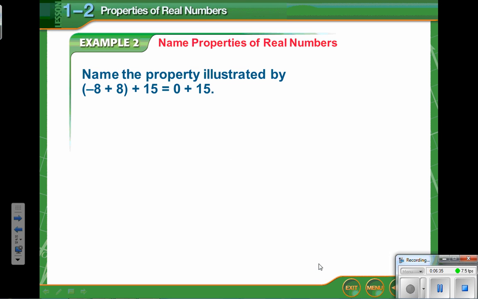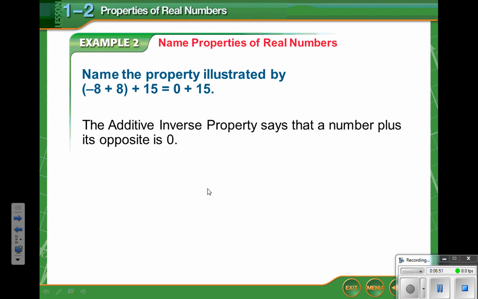So let's try naming this property. Name the property illustrated by. Now look at what's changed. Instead of a negative 8 plus 8, we now have 0. So we've taken a number plus its opposite. Well, that was the additive inverse property. And that says a number plus its opposite is 0. So this is the additive inverse property.